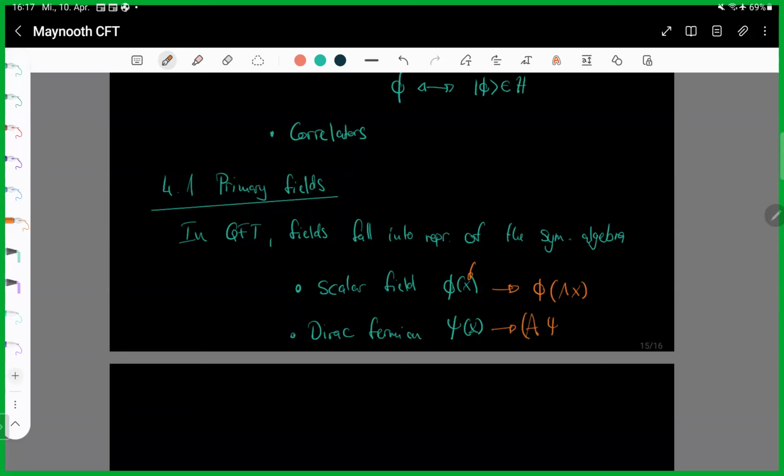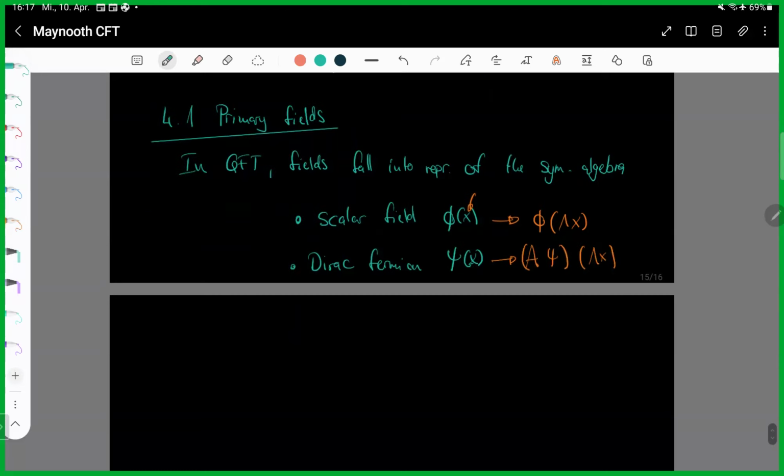Let's call this matrix A, and then there's psi. So the matrix A acts on psi, and then also the argument is shifted. And that means that psi is in a non-trivial representation of the group. In this case, I just talked about the Lorentz group.